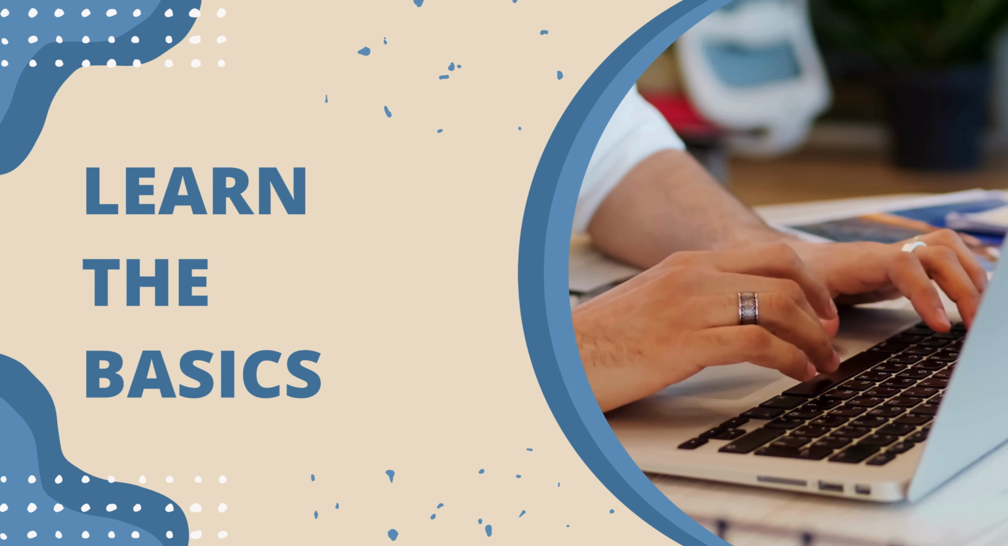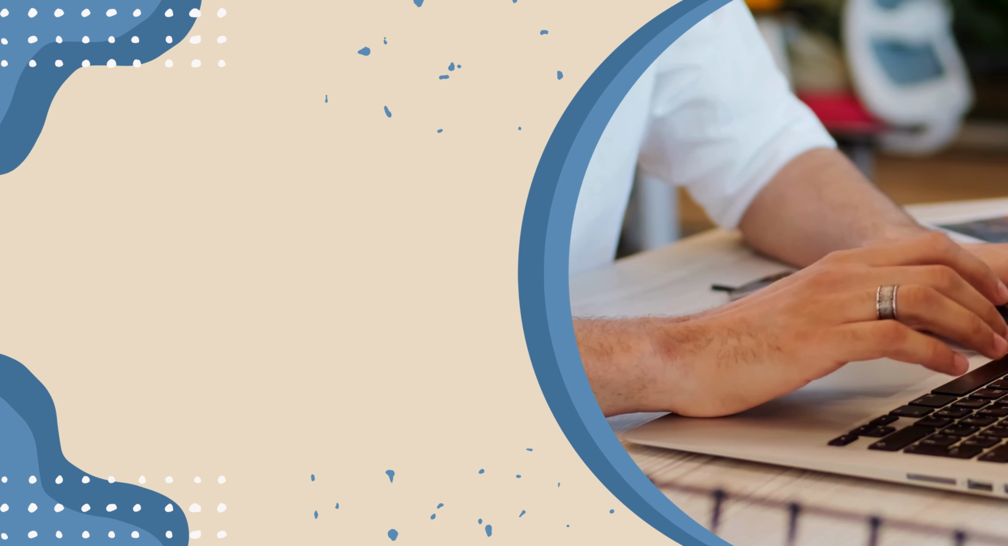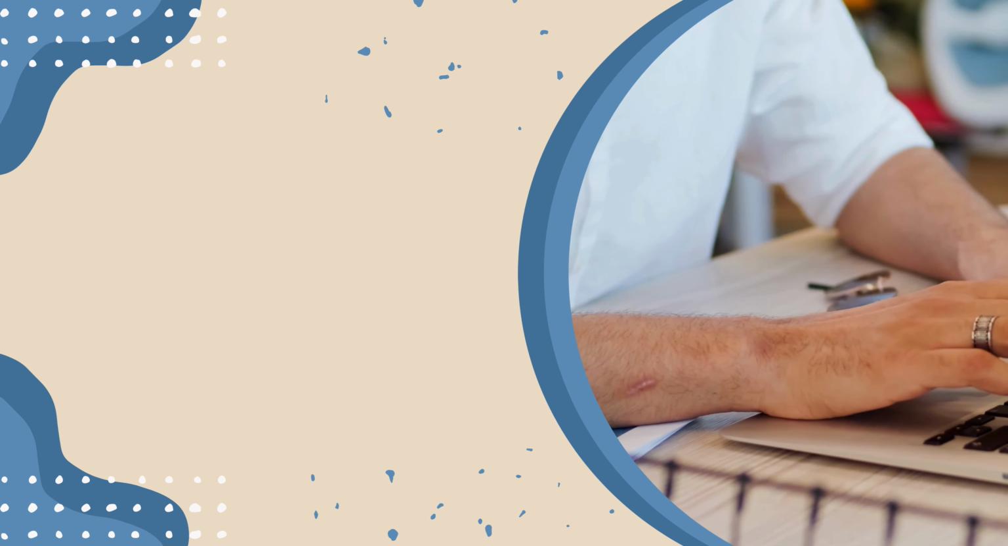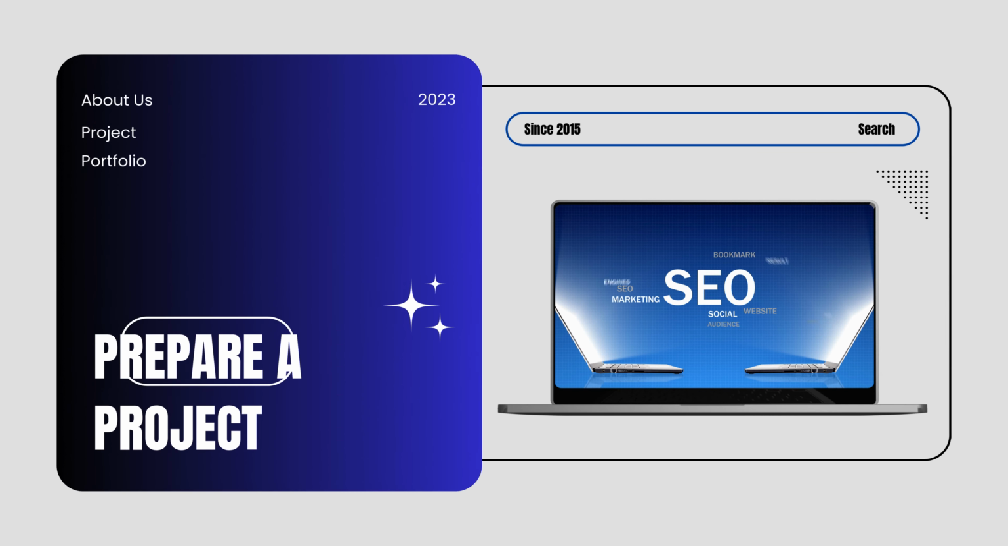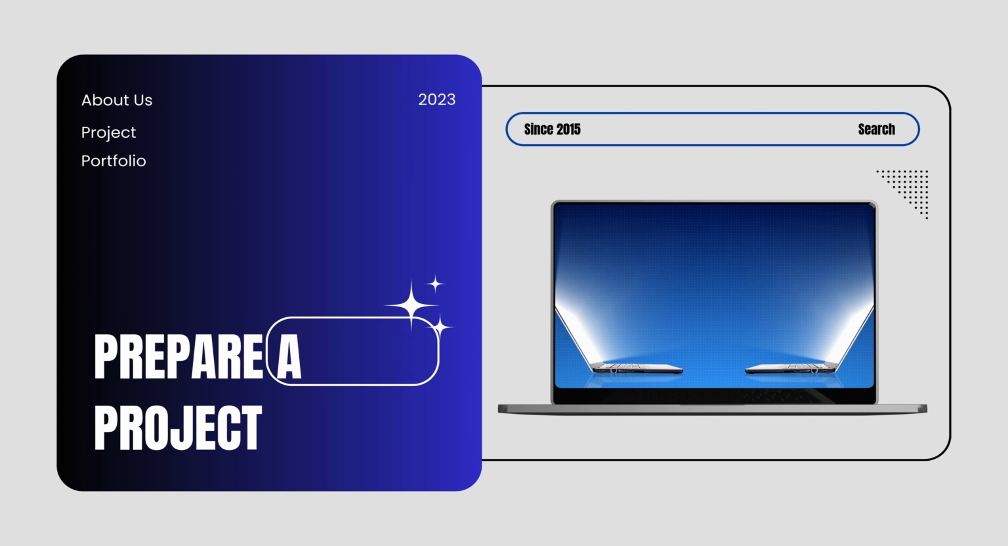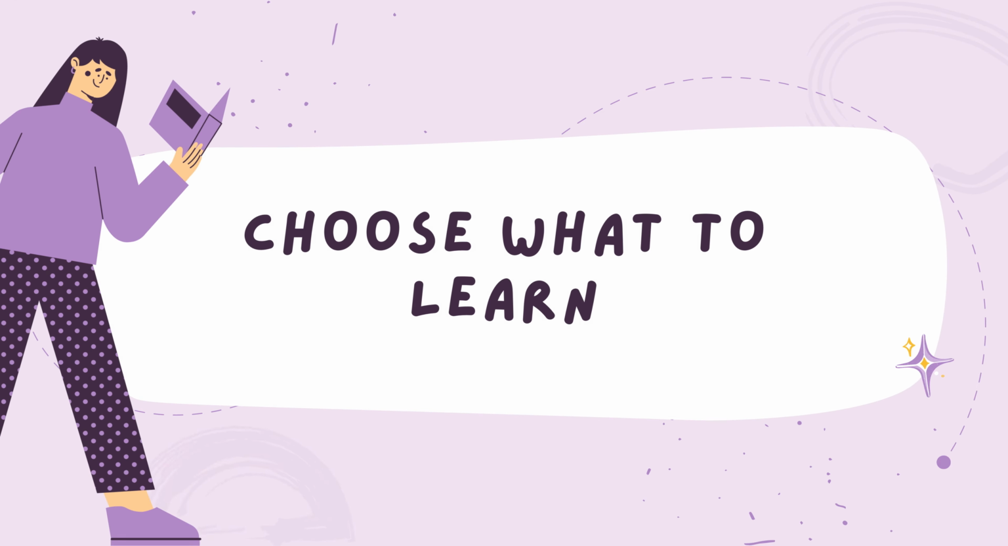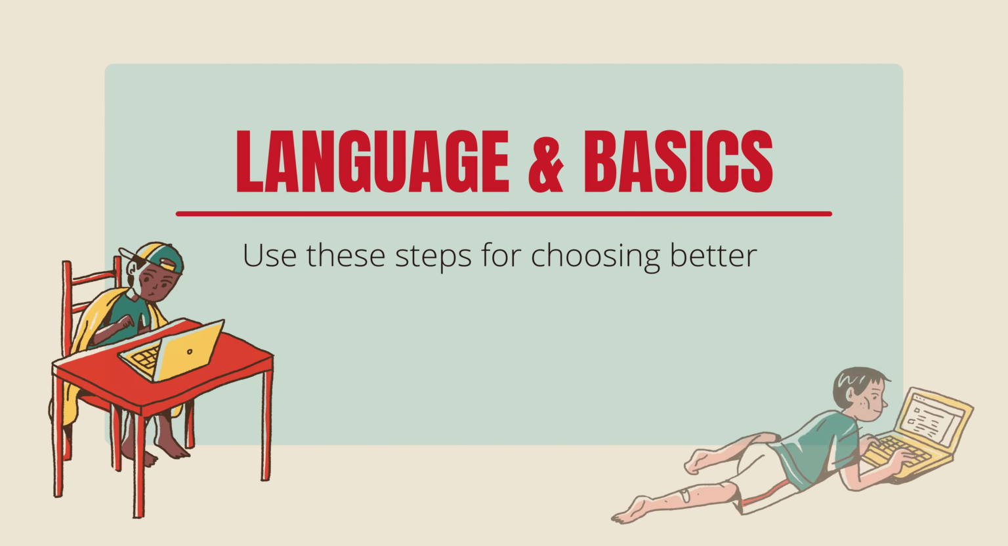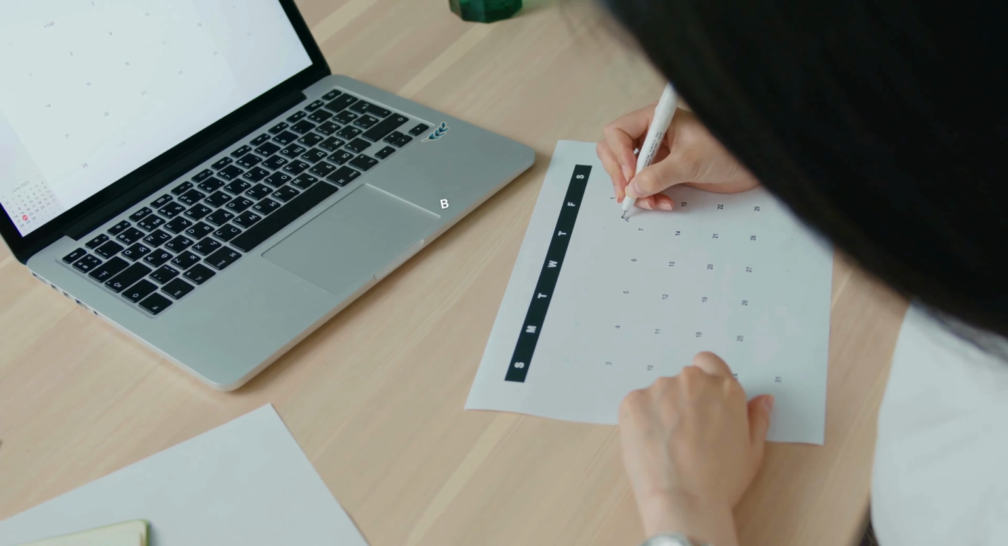The third step is to learn the basics. Once you've understood the fundamentals, you can start directly implementing the code. Finally, the fourth step is to build a project. In coding, whatever you learn needs to be applied to real-world projects. This is how you gain practical knowledge and experience. So these are the 4 steps you need to follow to become a good coder. Decide what to learn, choose the right language, learn the basics, and build a project.